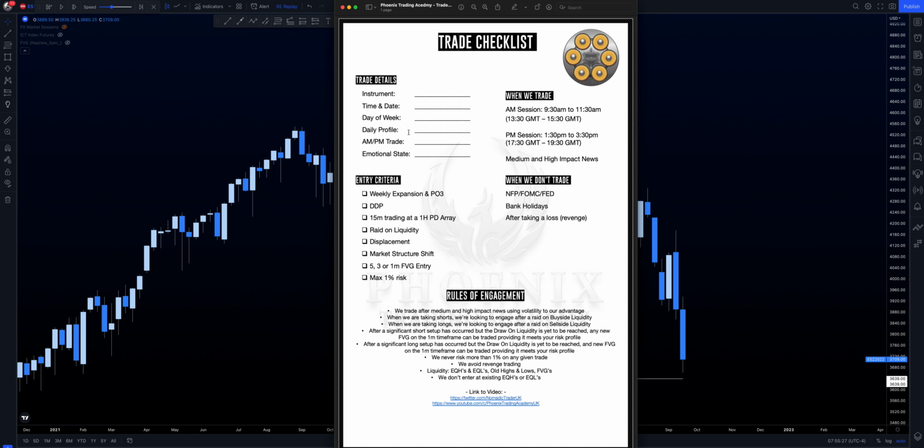Daily profile, and within the daily profile, you are looking to include just a brief highlight or overview of, was it within a trend environment? Were we within consolidation? Because that is also going to determine how you enter the market and where you look to take profit objectives. Was it an AM or a PM trade?